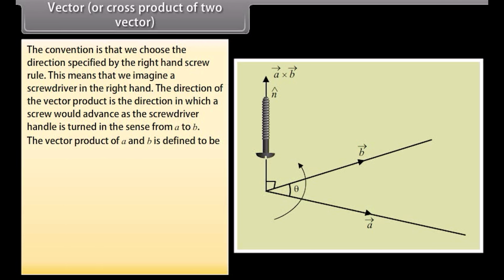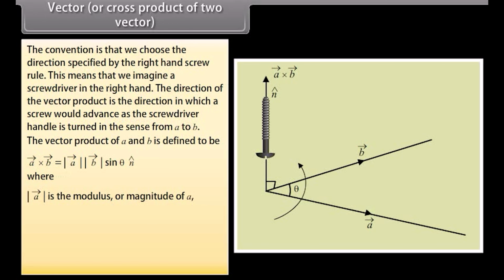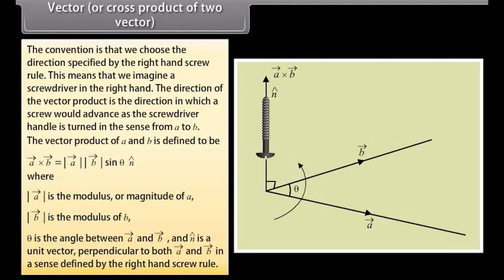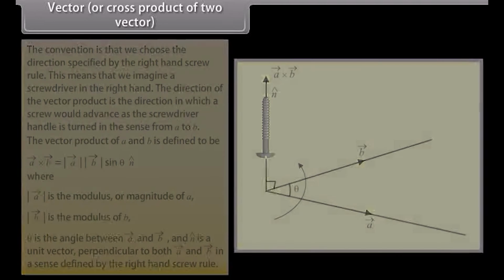The vector product of A and B is defined to be vector A cross vector B equals magnitude of vector A into magnitude of vector B into sine of theta in the direction of n cap, where magnitude of vector A is the modulus or magnitude of A. Magnitude of vector B is the modulus of B. Theta is the angle between vector A and B, and cap n is a unit vector perpendicular to both vector A and B in a sense defined by the right-hand screw rule.